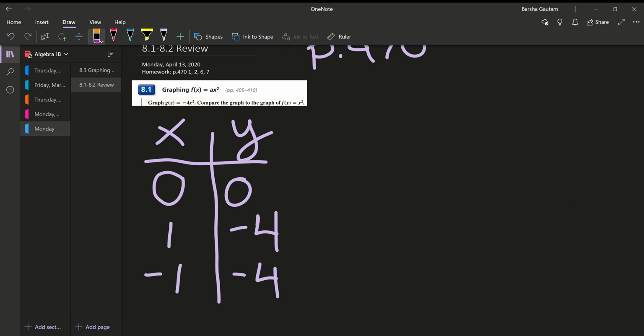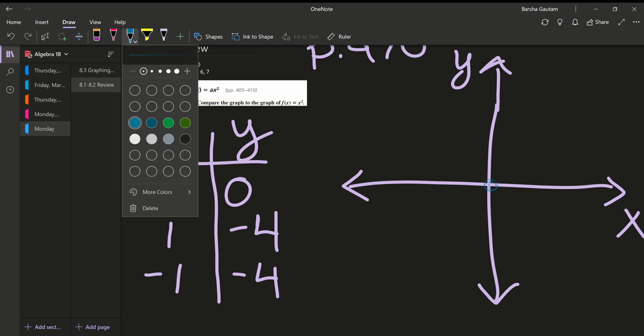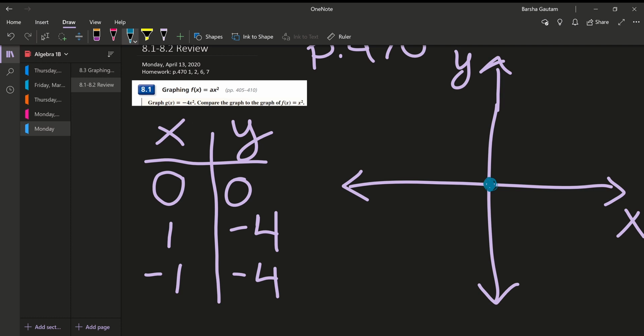Okay. Let's do this. Draw a graph. Alright, so 0, 0 would be right here. Let me make that a little bit bigger. 0, 0 would be right there. Let's draw this real quick. 3, 4. So 0, 0 would be right here.